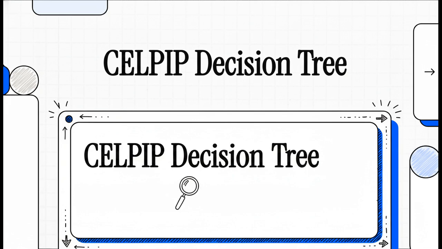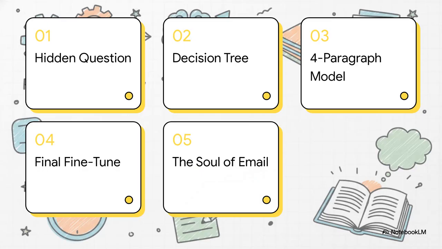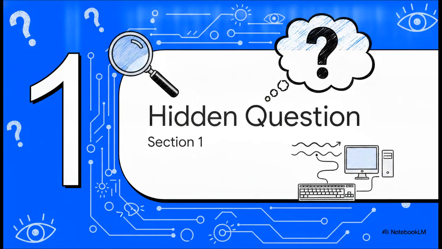Let's dive into it. Here's our blueprint for today's masterclass. We'll start with the examiner's hidden question, move through the contextual decision tree, break down the 4-paragraph model, do a final fine-tune, and wrap up with the soul of your email. All right, let's jump right into Section 1, the examiner's hidden question.